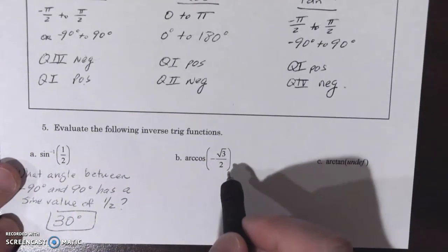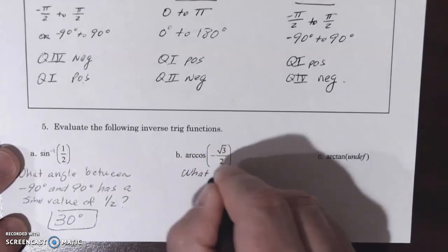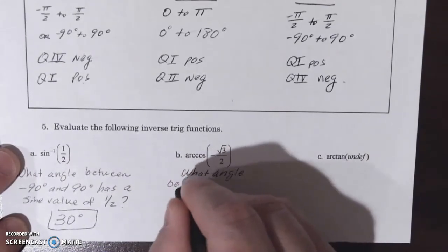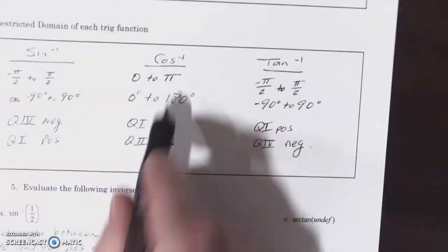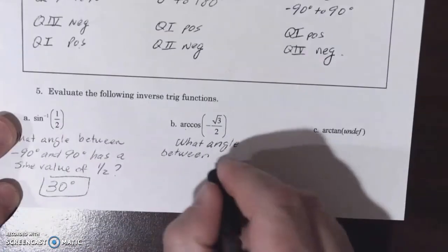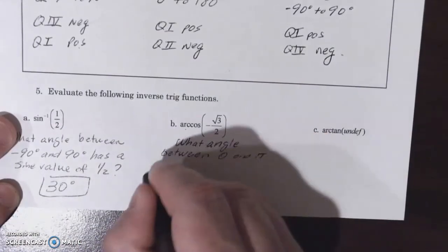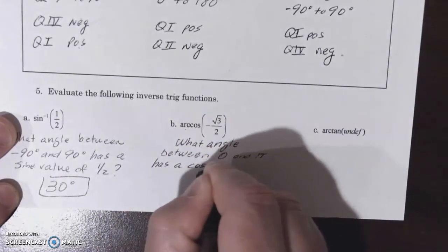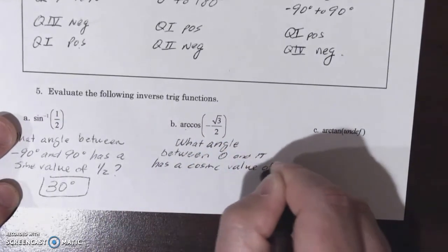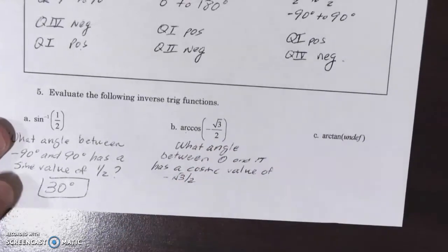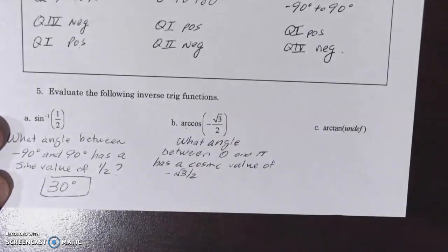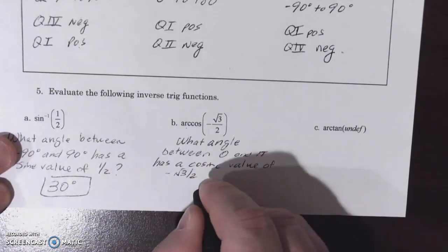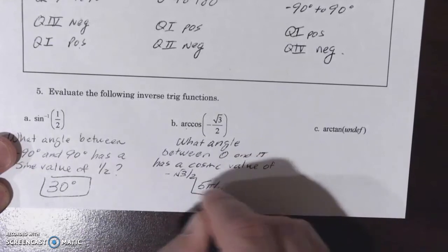Arc cosine of negative root 3 over 2. What angle between, all right, it's arc notation, so we want radians. Cosine, restricted domain 0 to pi. Between 0 and pi has a cosine value of negative root 3 over 2. So we need to be in the second quadrant. Cosine value of negative root 3 over 2, that would be a 30-degree reference angle. You can go through all that thought process that you did a couple sections ago, and we should end up with 5 pi over 6.